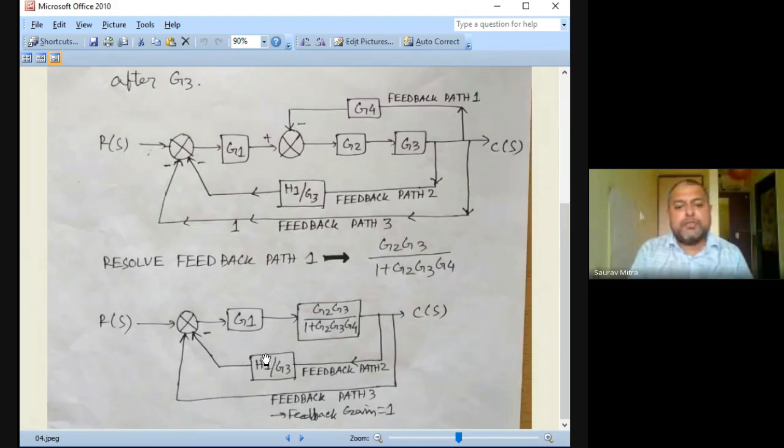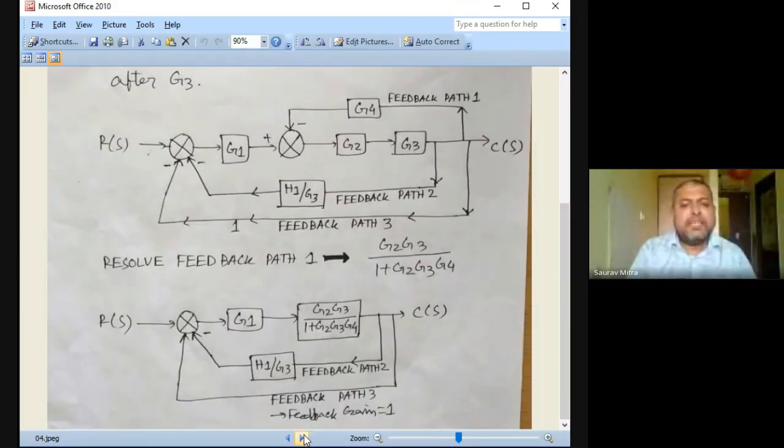So there's a second feedback path, H1 by G3. Okay, so again it is minus. So everything is minus. And last is when you solve this. Okay, so G1 into G2 into G3 divided by 1 plus G2 G3 G4, divided by the whole thing, divided by 1 plus the whole thing into H1 by G3.